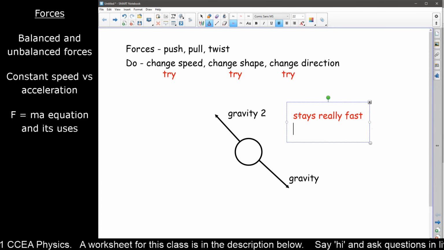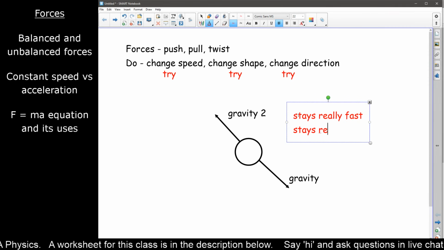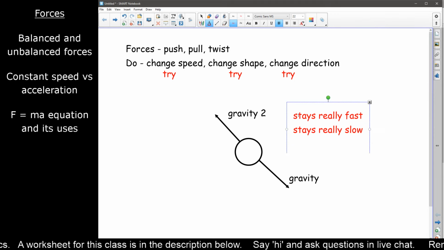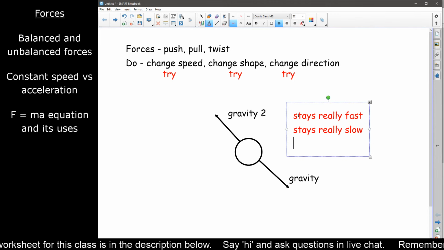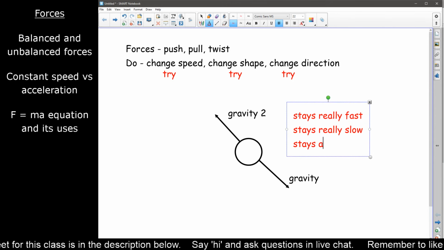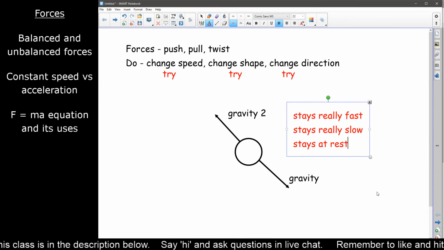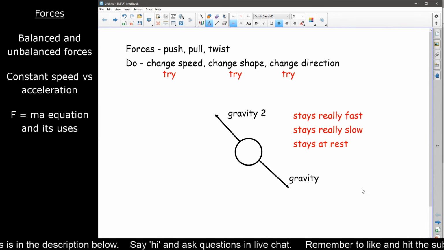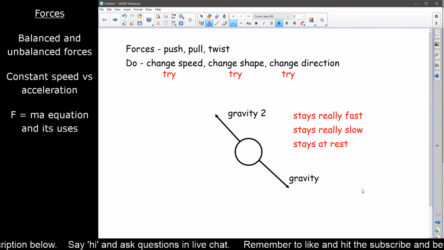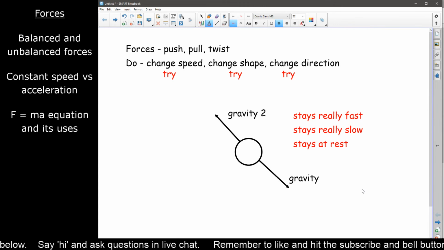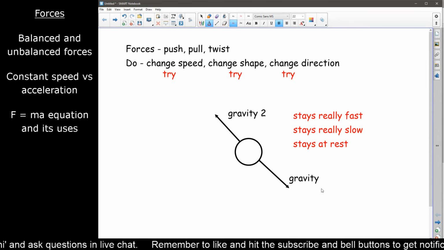If it's going really slow, it stays really slow. And if it so happens to be at rest, it stays at rest. All we can say when we've got balanced forces is that there's nothing happening. There's nothing changing. It doesn't mean to say that it's not moving.